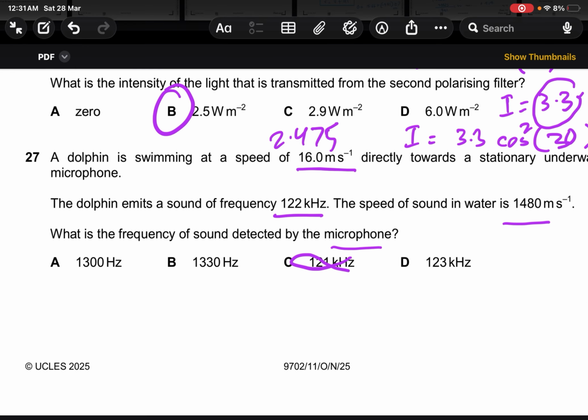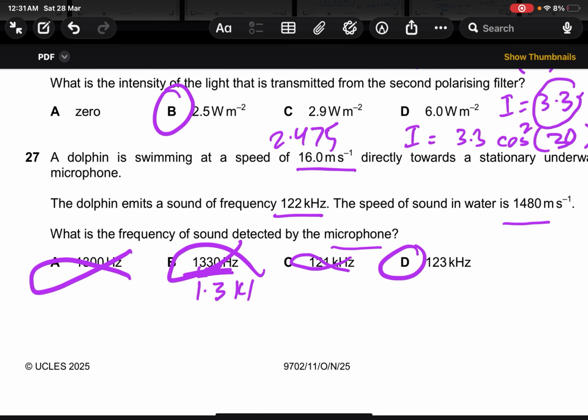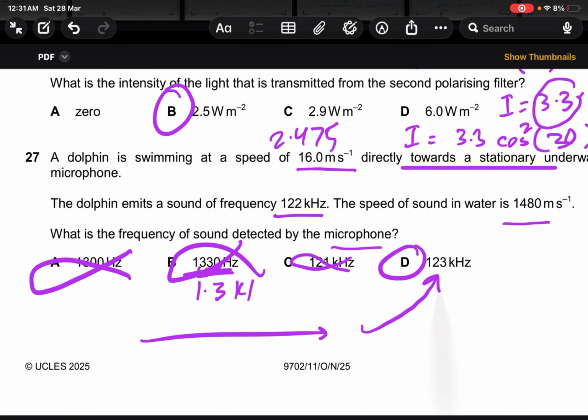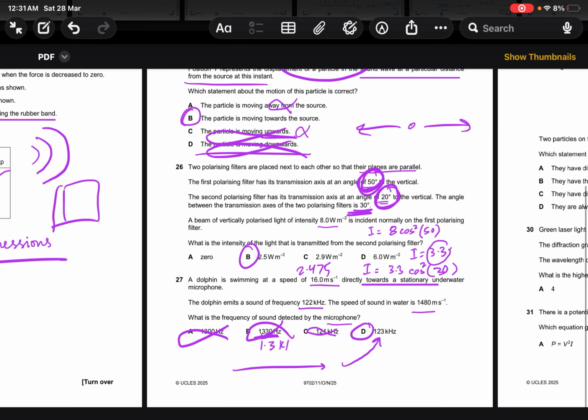Obviously it cannot be less. 1330 is hertz, so 123 it becomes 1.3 kilohertz. No, it's going to be this. Just by looking you can tell, because the dolphin is swimming towards, and when you move towards an object the frequency increases. You can use the Doppler effect formula. If you don't even know the formula, this question is so easy, it can just be solved by looking at it.